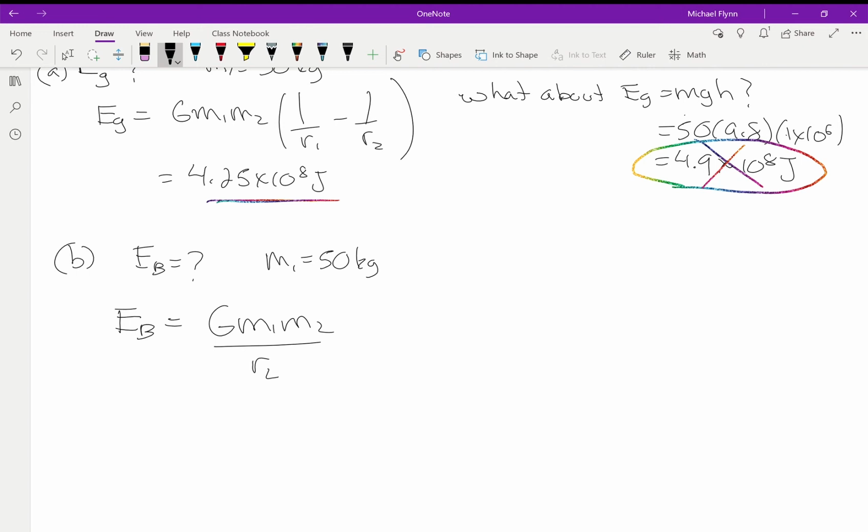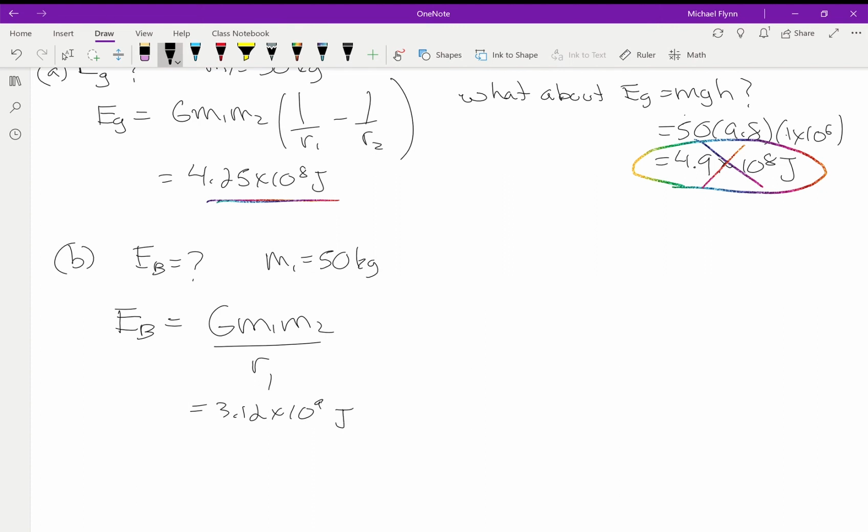So 6.67 times 10 to the negative 11, times 6 times 10 to the 24, times 50, divided by, oh, I'm sorry, this is an R1, divided by 6.38 times 10 to the 6. And I get 3.12 times 10 to the 9 joules. So 3.12 times 10 to the 9 joules.